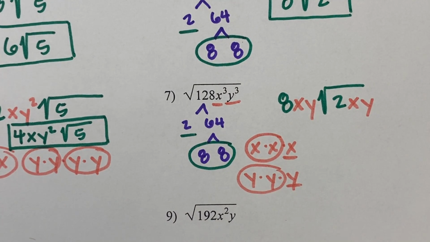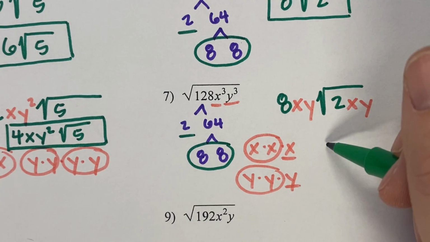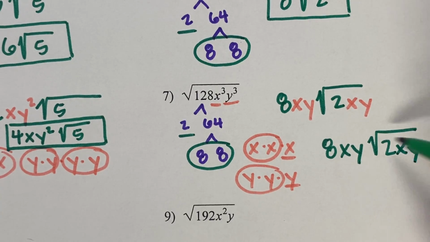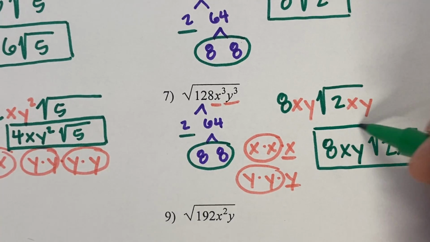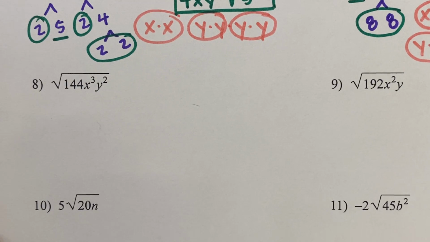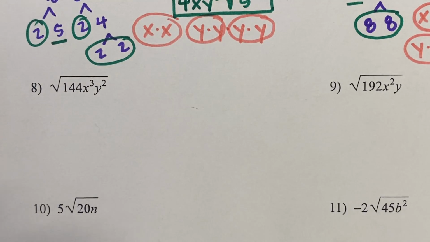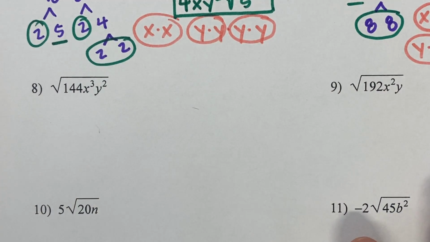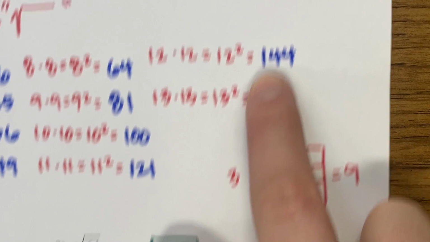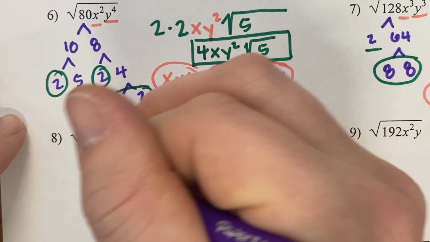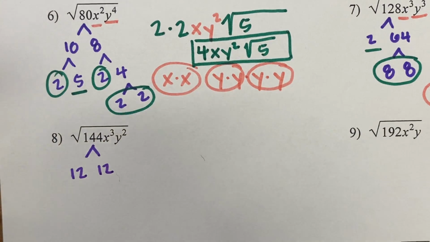So we'll just rewrite this as our final answer. We don't have any multiplying to do, so we have 8xy root 2xy. And there we go. Okay, beautiful. Number 8. Just look at the number first. I have 144. Is 144 on our list? Always double check to see if it's one of those nice numbers. It is. So we know that 144 gives us an automatic pair of 12, or 12 times 12.